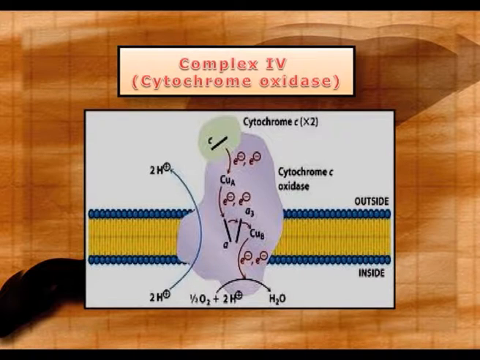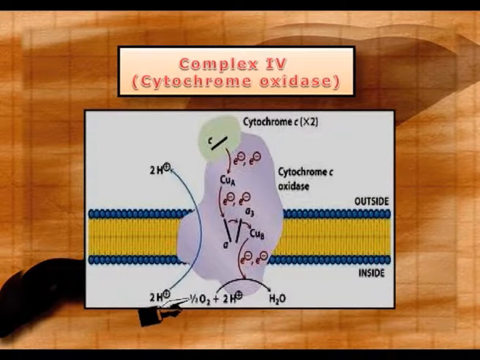Subunit 1 contains 2 heme groups, A and A3, and a copper center called copper B. And subunit 2 carries the copper A center. Electrons from cytochrome C enter complex 4. First they go to the copper A center, then to heme A3 and then to the copper B center.